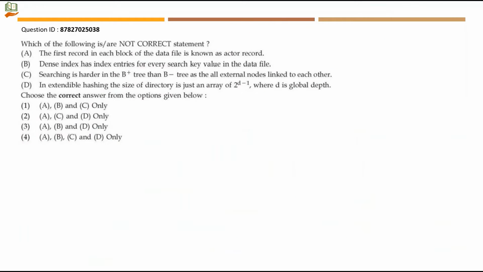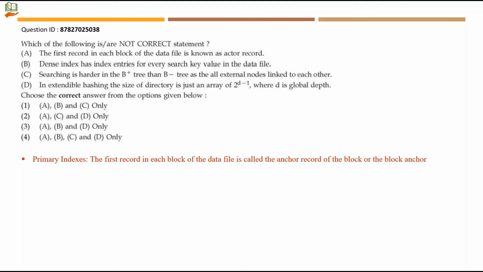Next question. Which of the following are not correct statement? Seeing the statements, you can ask, this might belong to data structures. Of course, this is a data structure statement too. But the thing is, here the statement, the first record in each block of data file, and when they say it is about dense index for index entries and searching is harder in B plus and B tree, and when they talk about extendable hashing, all these are part of file organization in DBMS. The first record in each block of data file is known as actor record.